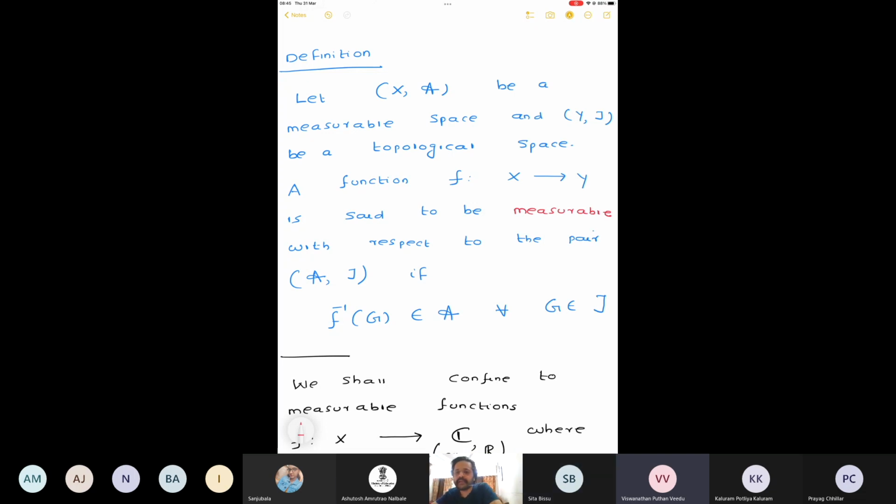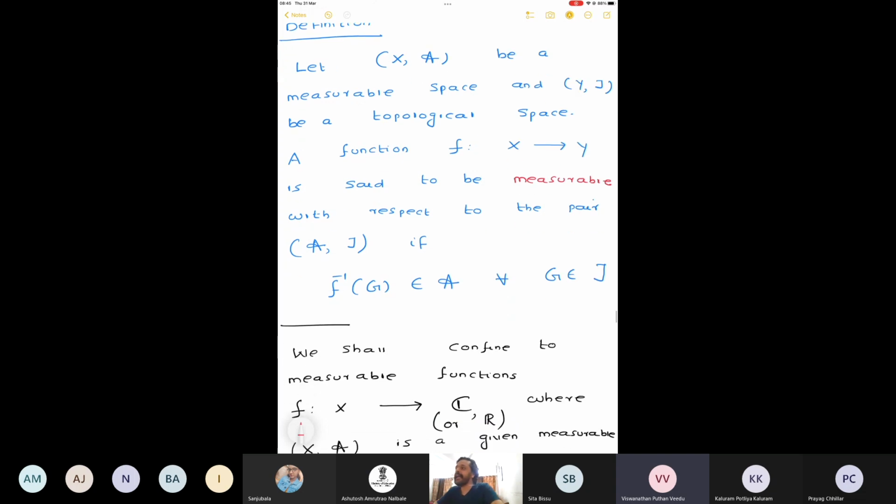Sigma algebra. It is just a sigma algebra. And suppose you have a topological space (Y, tau). So in the domain, you have a measurable space, and in the codomain, you have a topological space. When you are talking about a function from R to R, in the domain I have the Lebesgue measurable space, and in the codomain R, I can treat it as a topological space. Yes or no? Because R is also a topological space.